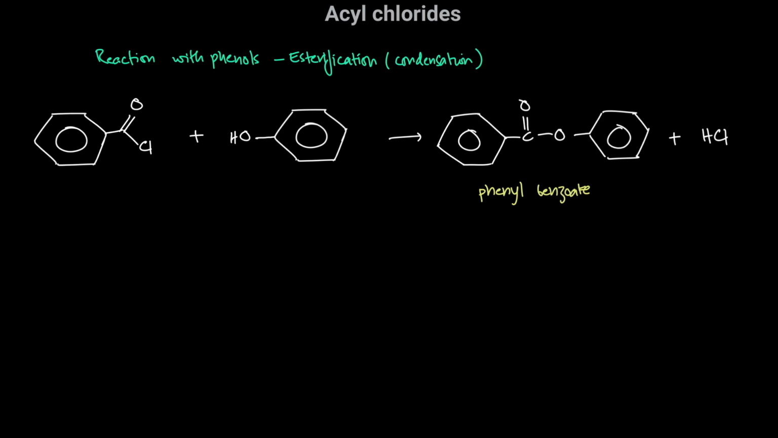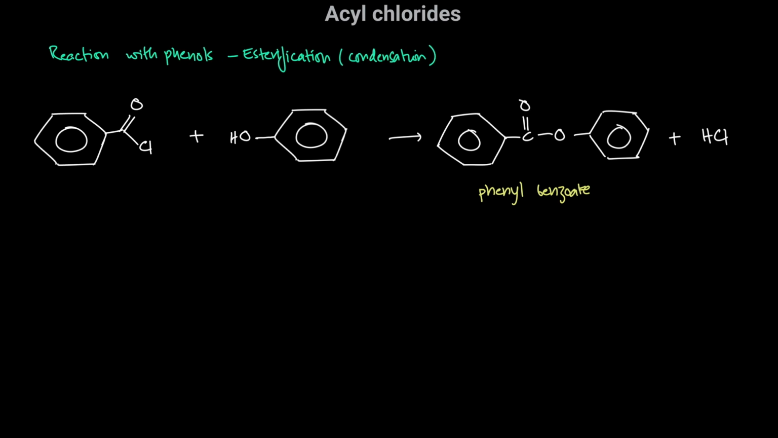The mechanism for this is the exact same as we had for the reaction of acyl chlorides with alcohols or with water. It's called nucleophilic addition elimination, or in simple terms, just addition elimination. Let's draw the mechanism. I'm going to write C6H5 to represent the benzene ring. So our acyl chloride here is C6H5COCl.